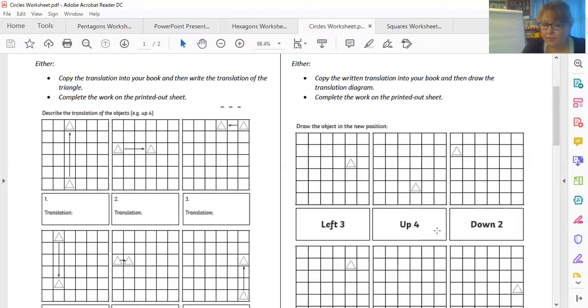The second part of the sheet, which can be done in the same way, is about you drawing the translation. So it starts here and it goes left 3. You would have to draw where the end triangle is and draw the arrow on. All right, if it doesn't make sense, get your parents to drop me an email.